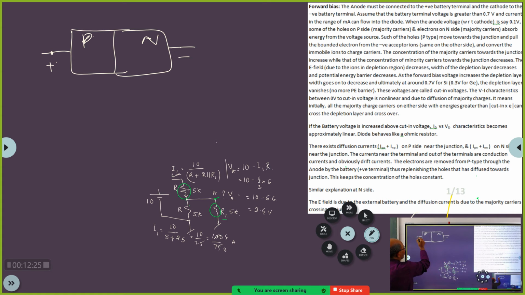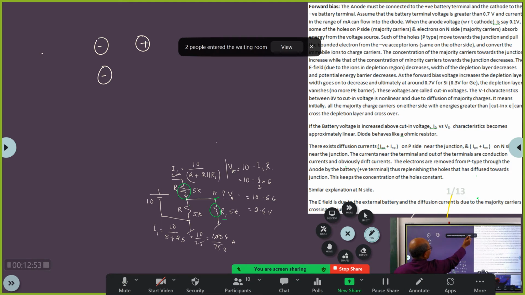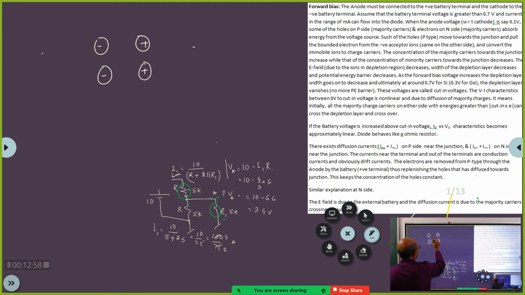Because of this positive voltage here, these holes, right? There is a depletion layer here, and we have had enough discussion on the depletion layer. Correct? So what does this depletion layer consist of? Immobile charge carriers. Correct? That is the most important thing that you have to understand. This is the depletion.